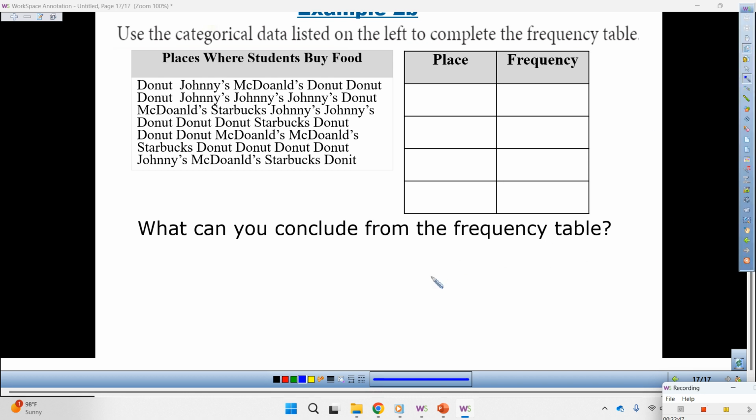So, let's see, help me out with this one. David, how many different places? Which are? Donut, Johnny's, Mickey D's, Starbucks. All right. Next, show your neighbor your frequency, and then Cole's going to give us the numbers that go there. Frequency. What'd you get for all of those?